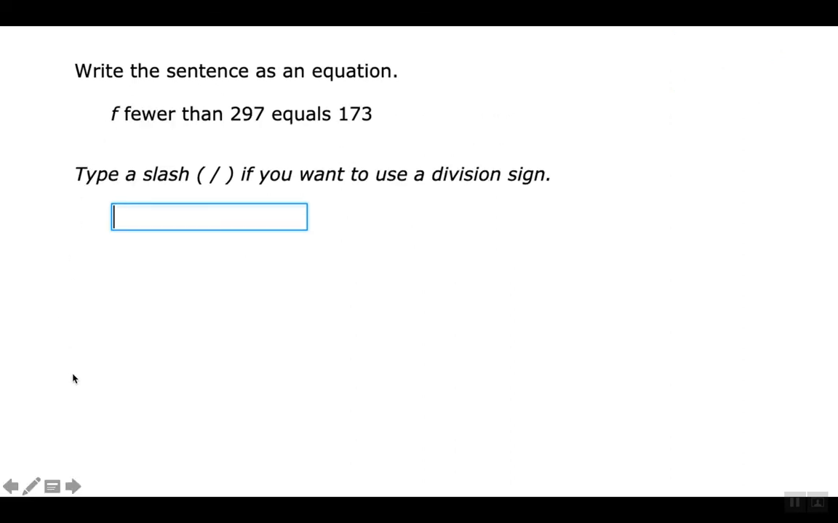F fewer than. Alright, so F fewer than, that means it's going to be like this. Let me write it over here. F fewer than. F menos que 297 equals 173. F fewer than, you write minus F, 297 equals 173. And that's my answer. Esa es la respuesta.